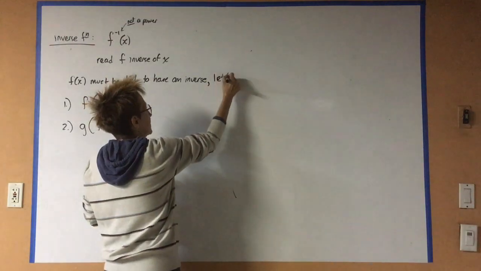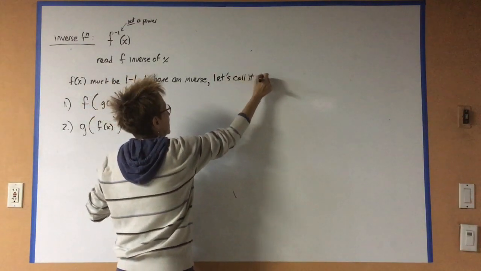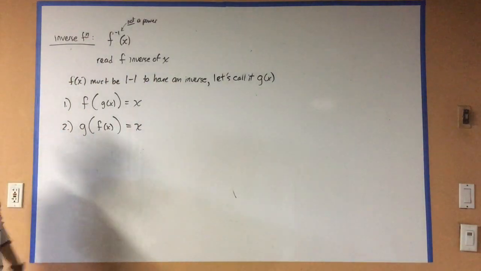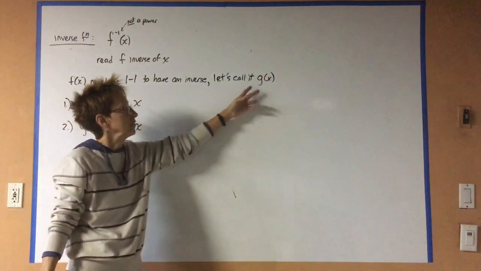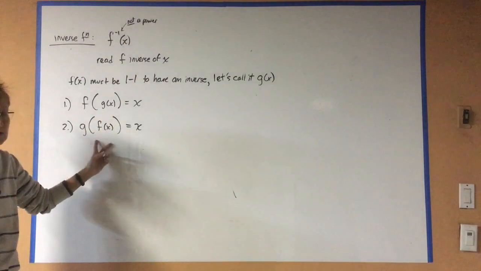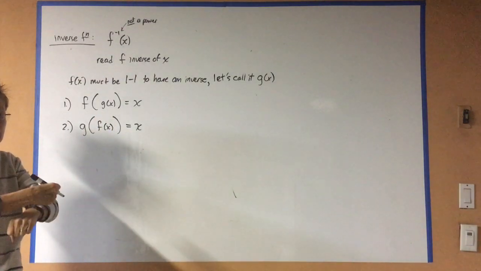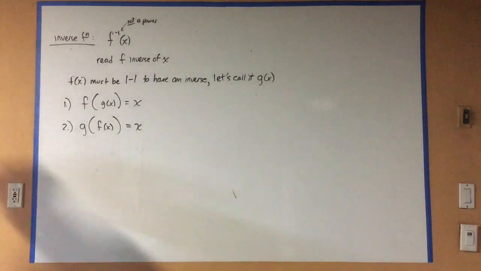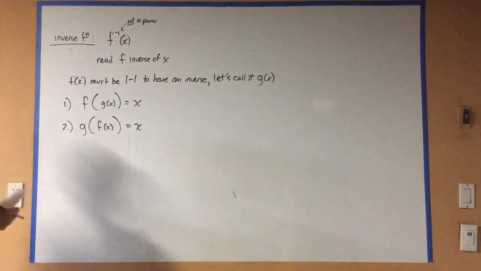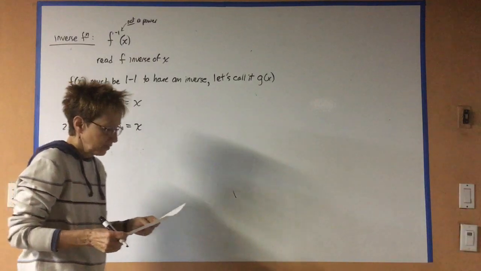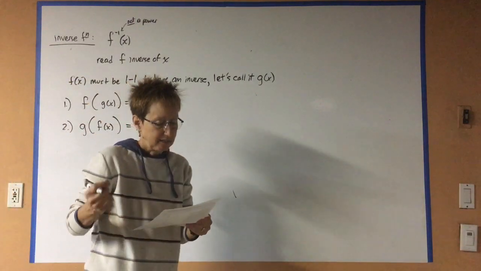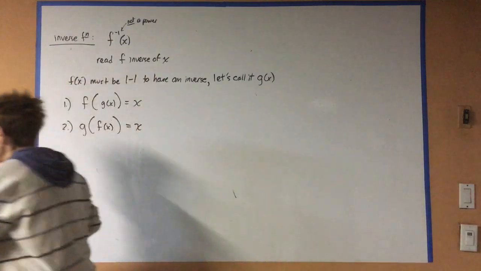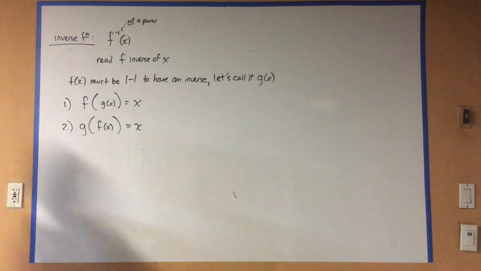Let's call it g of x instead of f inverse of x. And the fact is if f of x and g of x are inverses, then this should hold. When I put one inside of the other in both directions, I should end up with x. So let's go try something here. My next two examples are, I'm asking if f of x and g of x are actually inverse functions. So let's go see what we can do with those.